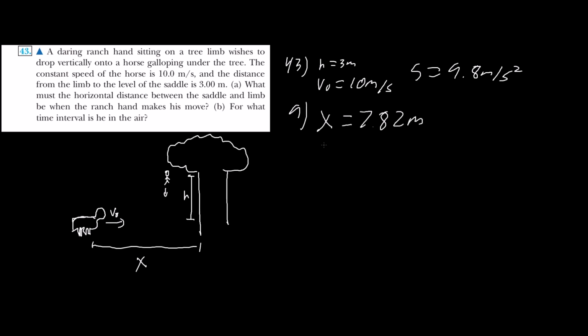All right, let's see what part B is asking for. What time interval is he in the air? Oh, we just solved for that. Okay, we did it a little backwards, but okay. The time interval is basically that equation that I set up for you guys, 0.782 seconds.